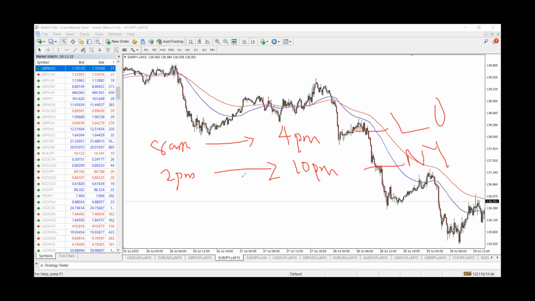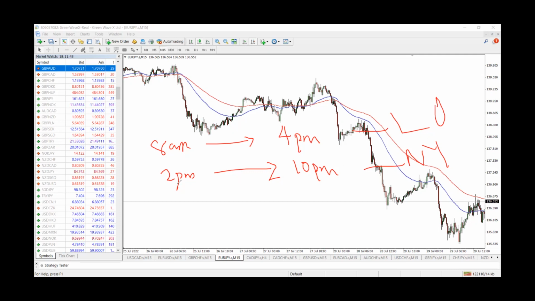These are the most volatile market sessions. Now, because the moving average works best with a trending market and a fast moving market, it's always very good to use it when the market is trending well. And the market trends well during volatile sessions like this. So 8 to 4, 2 to 10 for New York, London.